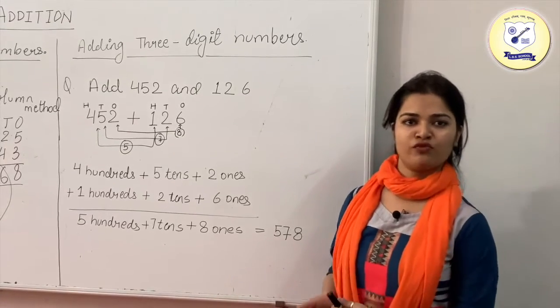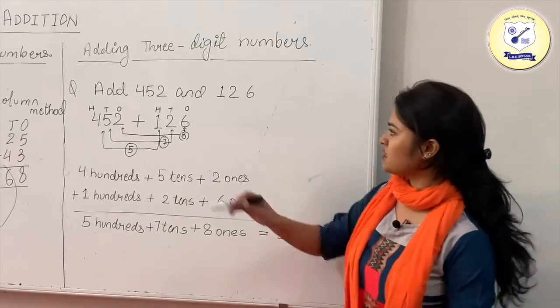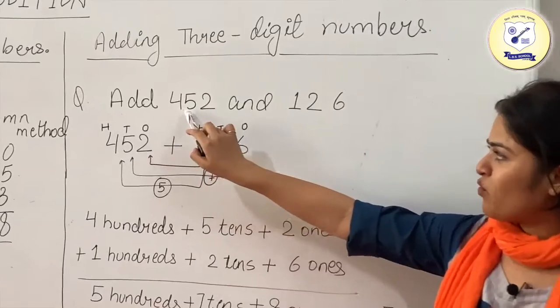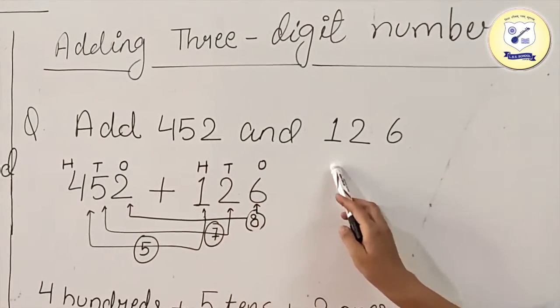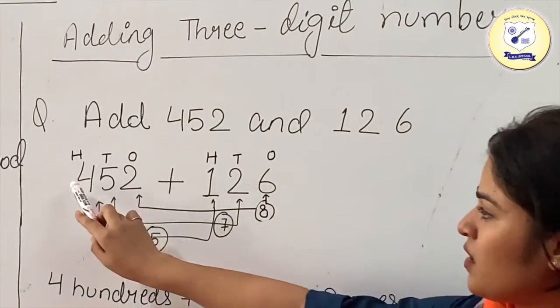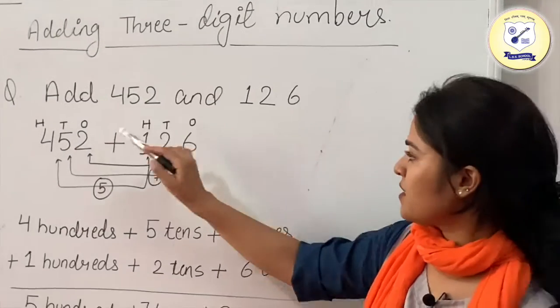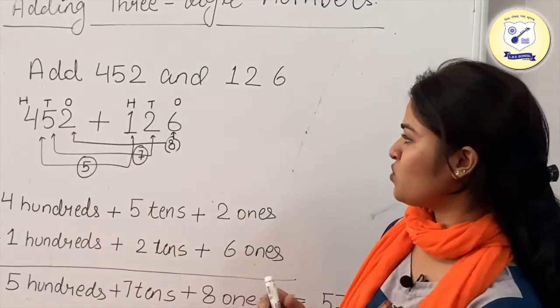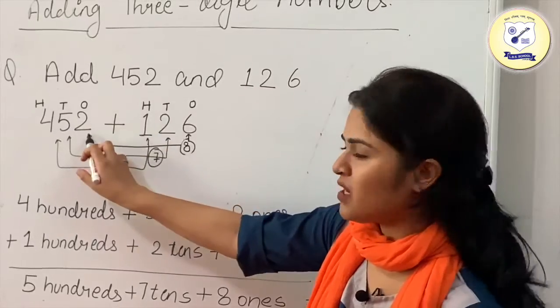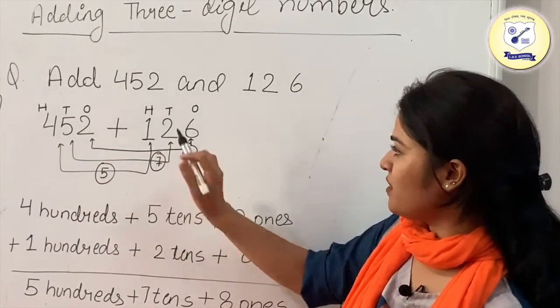Similarly, we will now move to addition of 3-digit numbers. We are having, now you need to add 452 with 126. Write it down. 4, 5, 2, 1, 2, 6. 6 on ones place, and here 2 is on ones place, so just add these two numbers. 6 plus 2 is 8. So I have written it here.